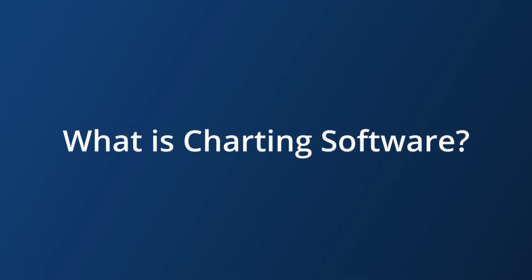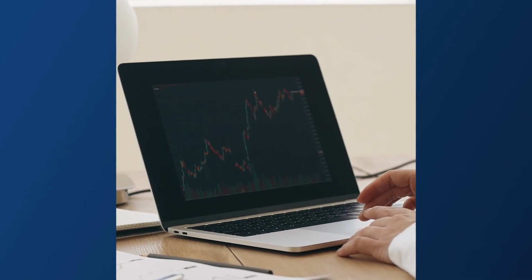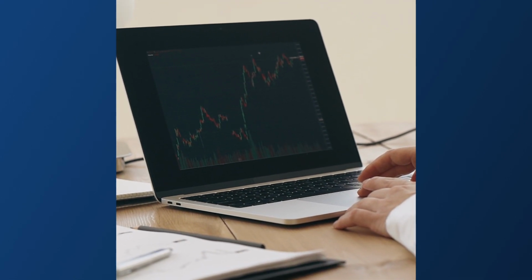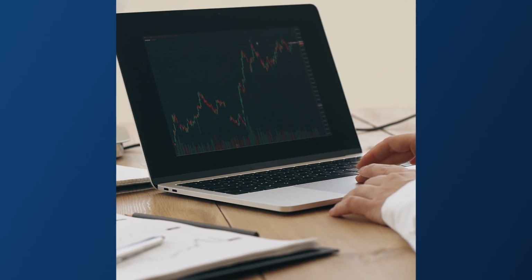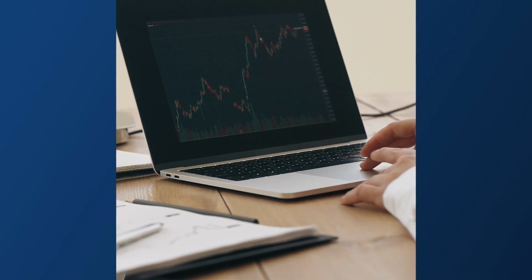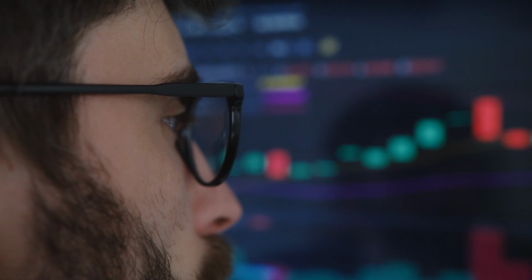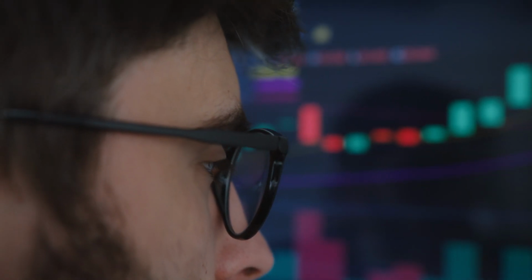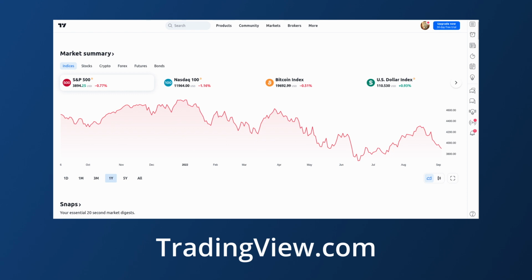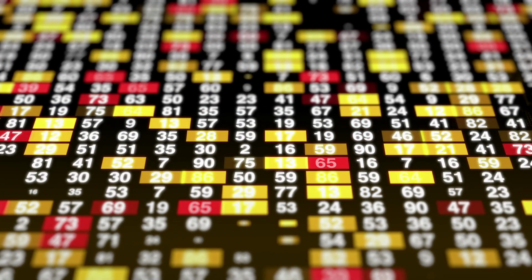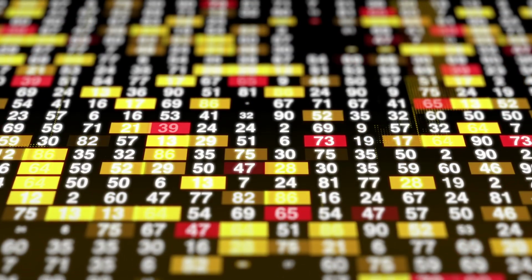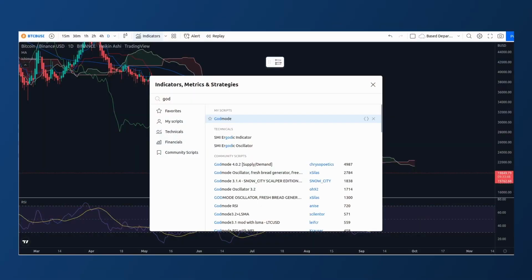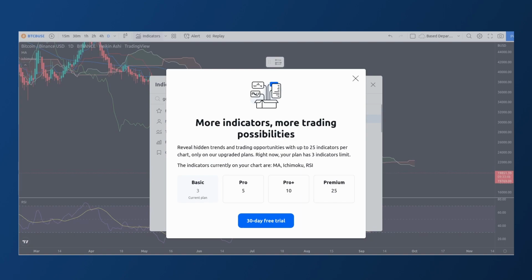What is charting software? The charting software plots historical price change data of an asset for various time frames. These charts enable traders to do technical analysis on said asset. Charting software allows the trader to add trading indicators, which further help in technical analysis. In today's video, I'll be using TradingView. TradingView is a popular charting software used by traditional financial market traders and crypto traders. The free version allows for 3 indicators at the same time.